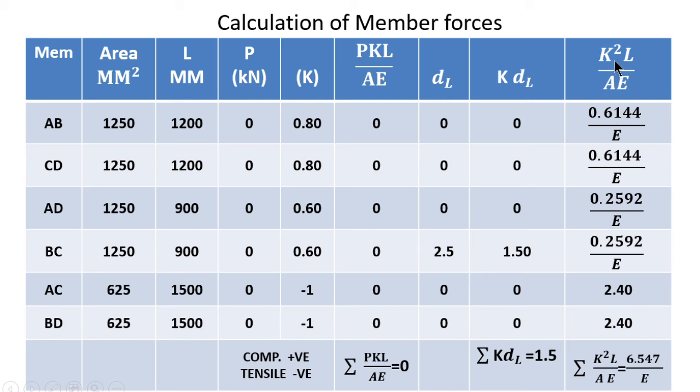The next column is K square L by AE. So here K square is 0.8 squared, and the length of the member is 1200 divided by the area 1250, divided by E, because we are taking E as common since the members have the same modulus of elasticity. In this way we got the value 0.6144 divided by AE, and the same column is to be developed. At the last, summation K square L by AE is equal to 6.547 divided by E. The next step is our calculations.